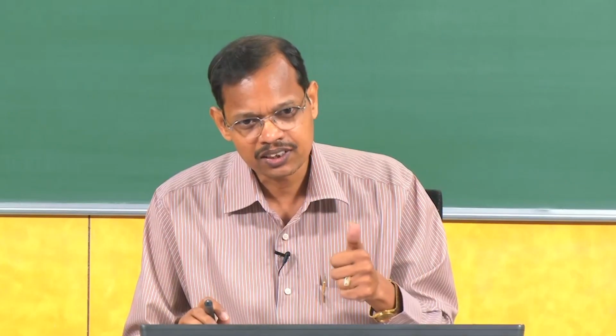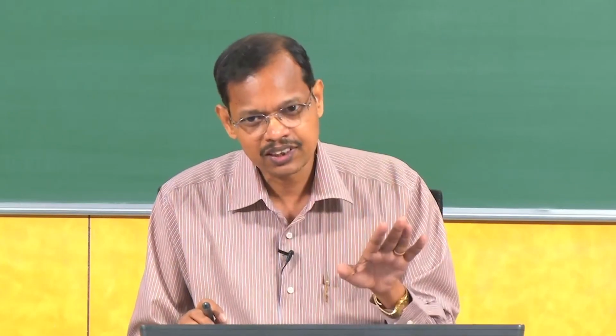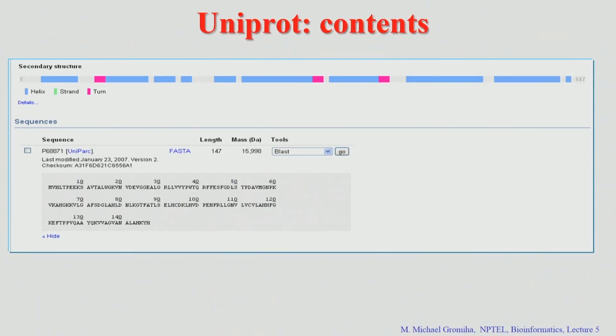UniProt contains not only the sequence, it contains the data for other different functions and the structure of a particular protein. Here is the sequence. How many residues are in this protein? 147 residues. They give the complete sequence, and here they give the secondary structure, because as you know, this is an alpha helical protein, predominantly with alpha helices.